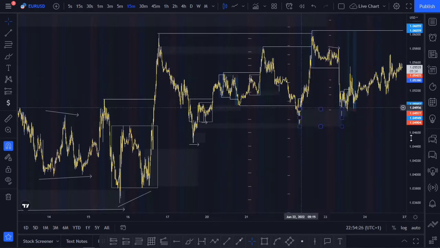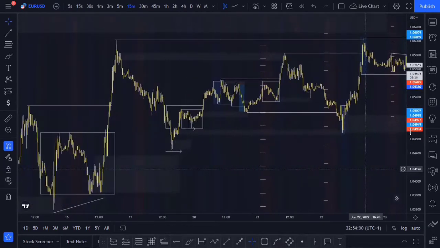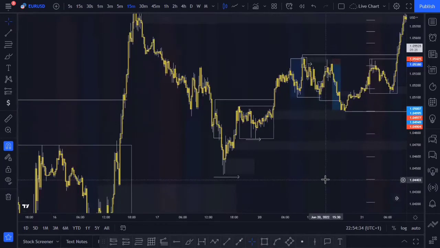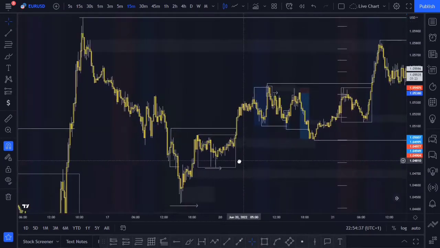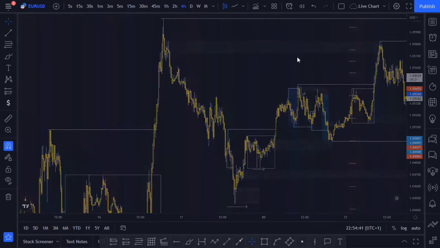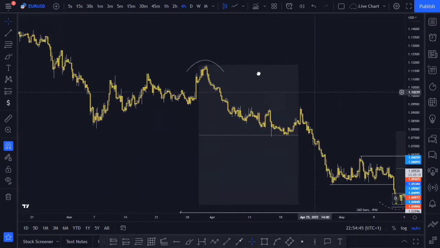So on Monday, which was this 15-minute time frame. On Monday, which was here. So from our previous analysis, on the 4-hour we had this.